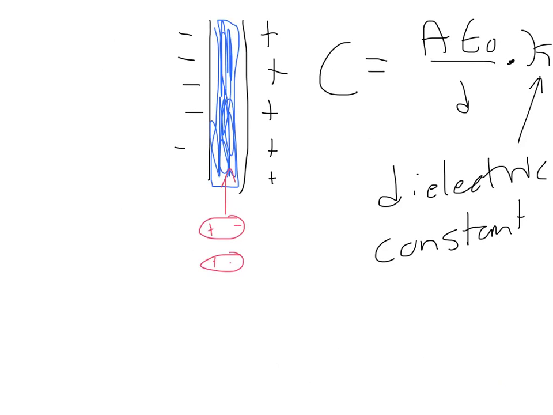So in lab, you're going to explore different types of dielectric constants. You look at cardboard, you look at paper, you look at saran wrap. You could try almost anything that's an insulator and put it in between these plates and see how it affects the capacitance of your capacitor. Okay, good luck in lab.